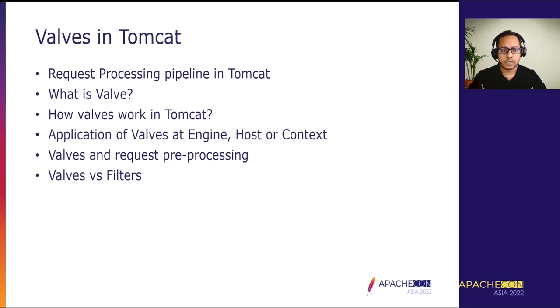For example, if the valve is placed in the engine, all requests that are received by Tomcat will be processed by that valve. If the valve is placed at the host level, only those requests that are addressed to that host will be processed by the valve, and so on. So we see valves intercepting requests that flow through the request processing pipeline. Now, what is the difference between a valve and a filter?